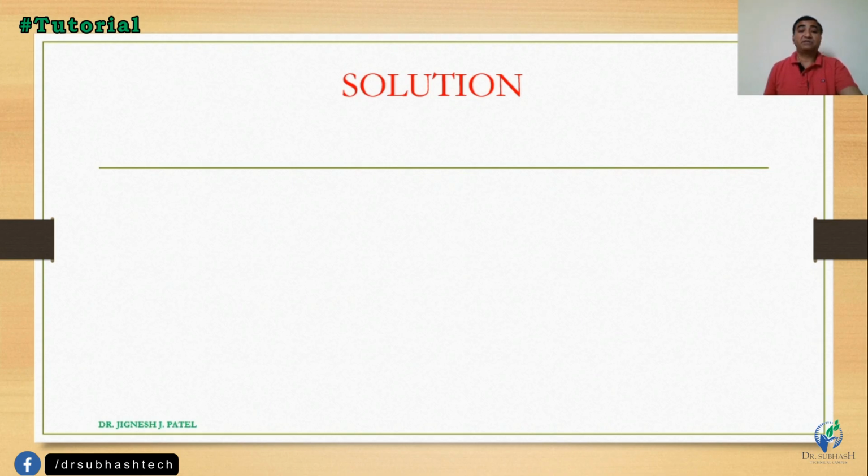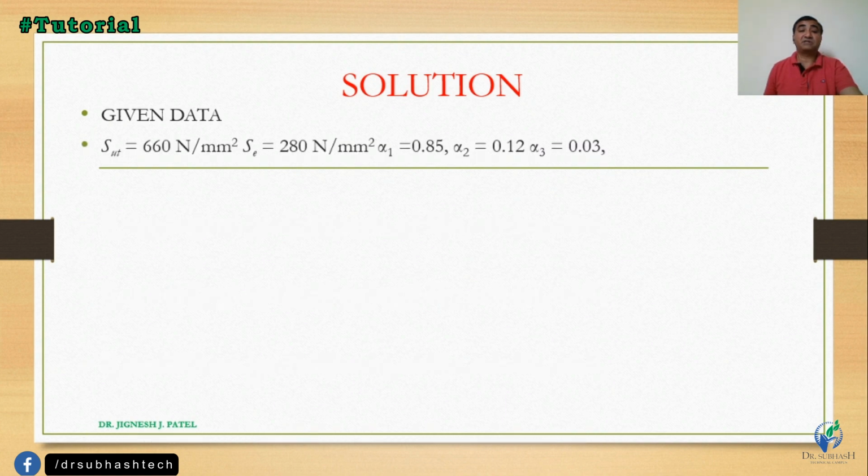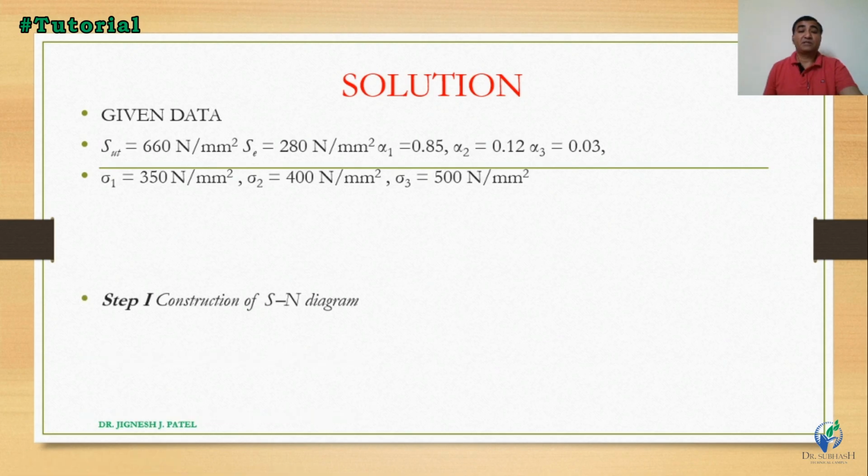First, the given data. The ultimate stress is 660 Newton per mm square, the endurance limit is 280 Newton per mm square, alpha 1, meaning the time fraction for the first cycle, is 0.85, alpha 2 is 0.12, and alpha 3 is 0.03. The stress cycle: sigma 1 is 350 Newton per mm square, sigma 2 is 400 Newton per mm square, sigma 3 is 500 Newton per mm square. Now the first step, construction of the S-N diagram.